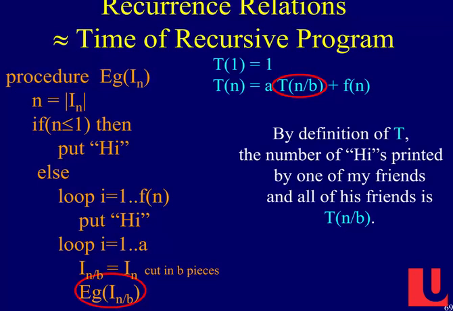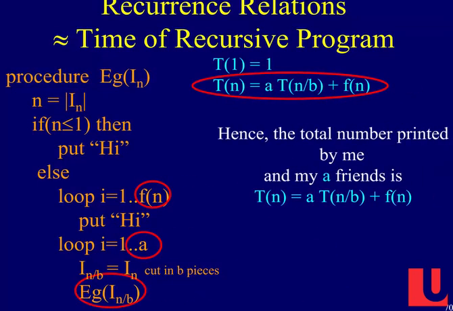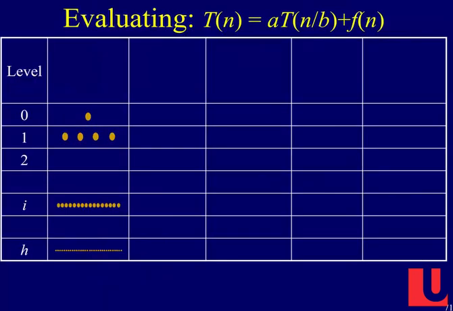All right, so we put all the pieces together. So now we're trying to evaluate this recurrence relation. Remember, this is the work I'm personally doing. I have a friends, and I give my friends inputs that are a b-th the size. So a, b, and f of n is always going to be n to the c. In the past, I had much more complicated f of n's, but we're going to let all that go and just let f be n to the c.